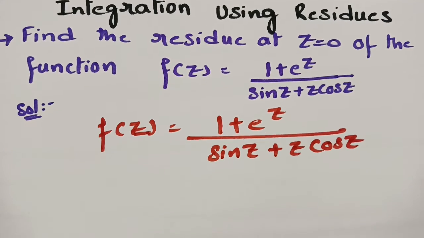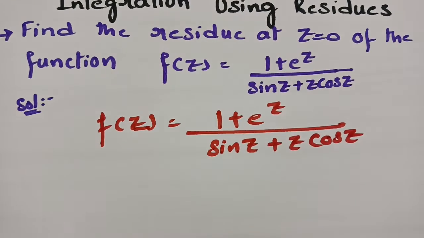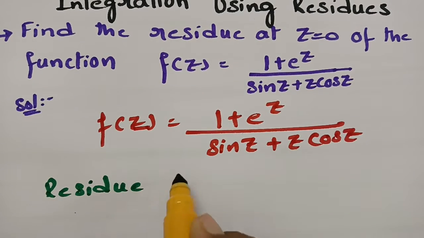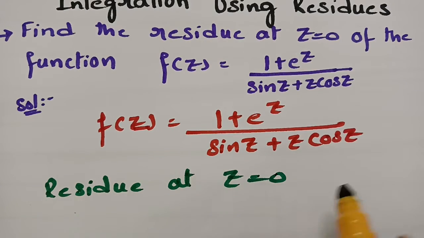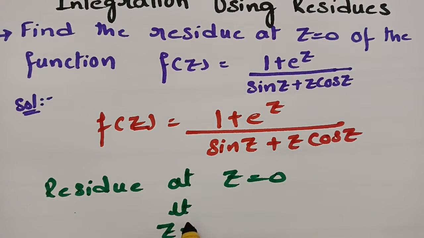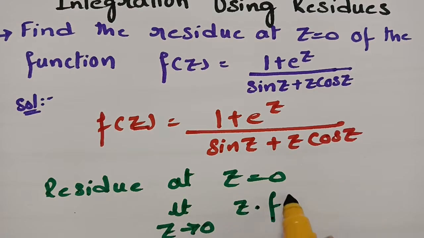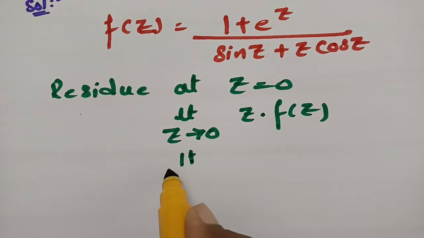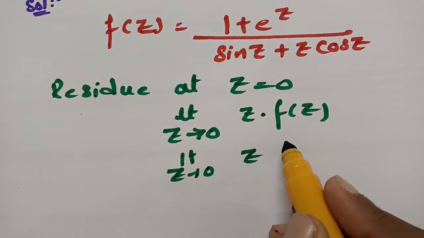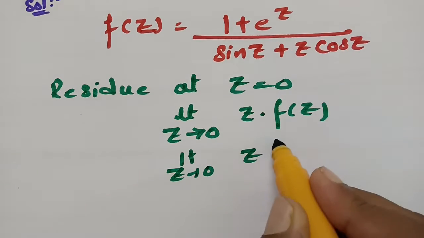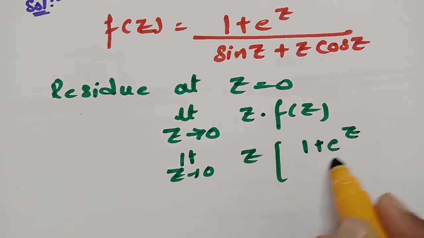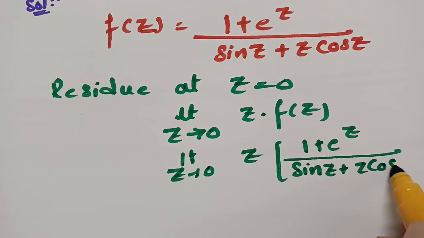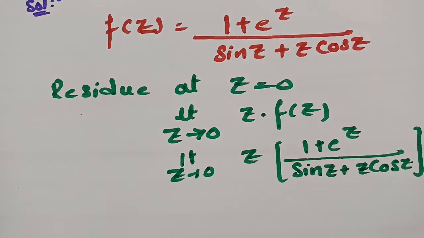In order to find the residue at z = 0, it is the limit as z tends to 0 of z into f(z). So what is our f(z)? That is the limit as z tends to 0 of z into (1 + e^z) / (sin z + z cos z).